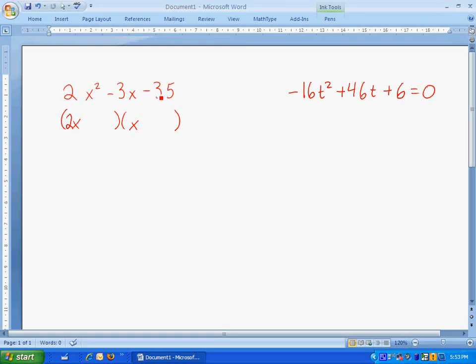Now I need to figure out what's going to multiply together to give me 35. These second numbers will still multiply to give me that negative 35, but they will not add together to give me that negative 3 anymore.